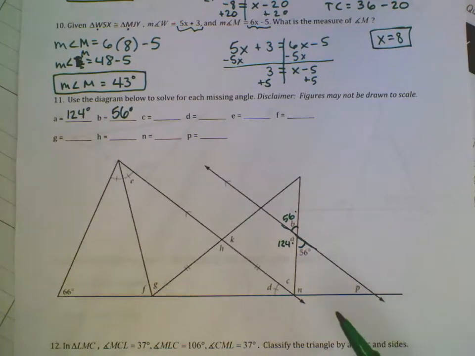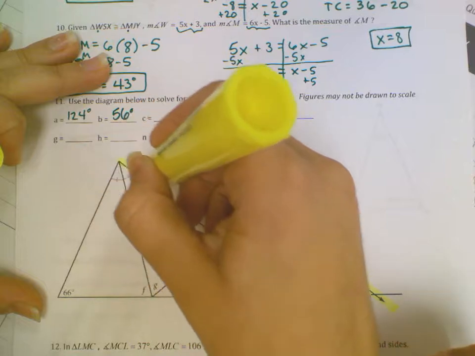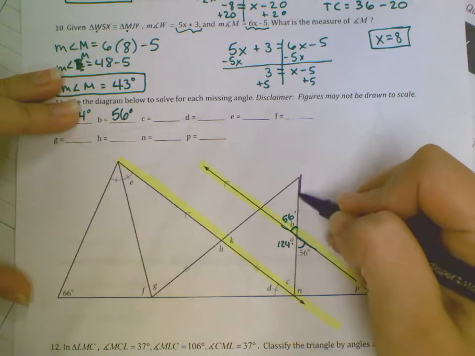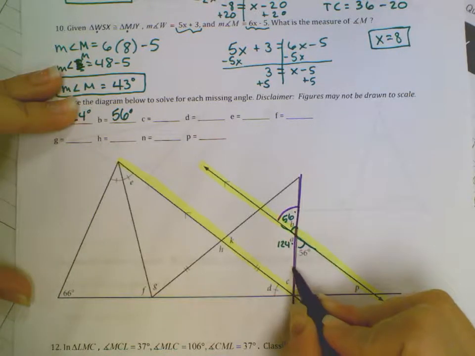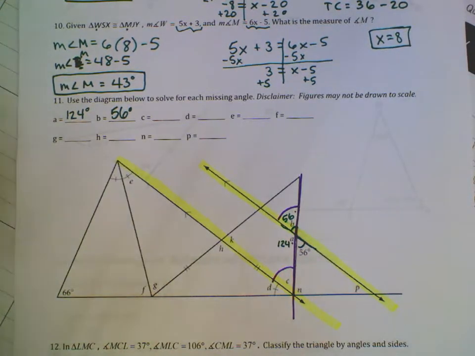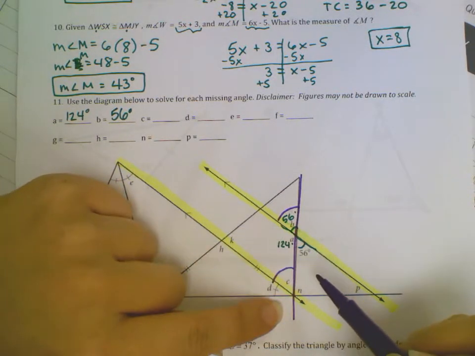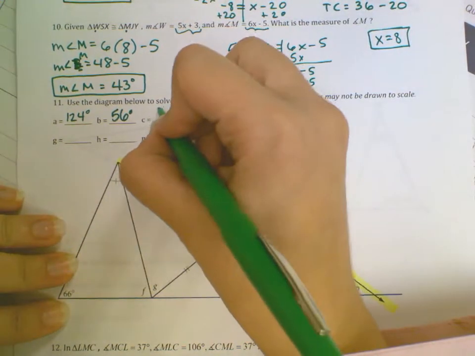I'm looking now for C. Now, if it tells me that this line right here is parallel to this line right here, then I know that I have a transversal that goes through here. This angle and this angle are corresponding angles, because if I've got something in the top left, this is also the top left. If they're corresponding angles, we know our corresponding angles are congruent. So C must also be 56 degrees.